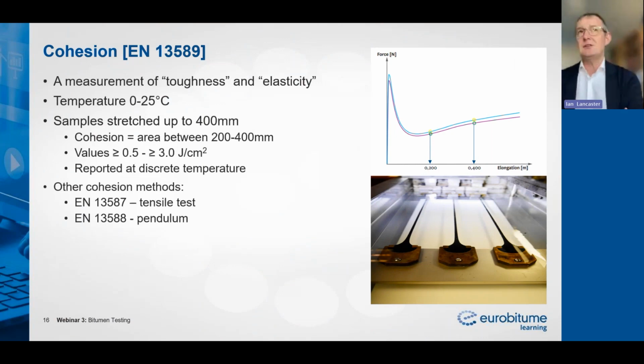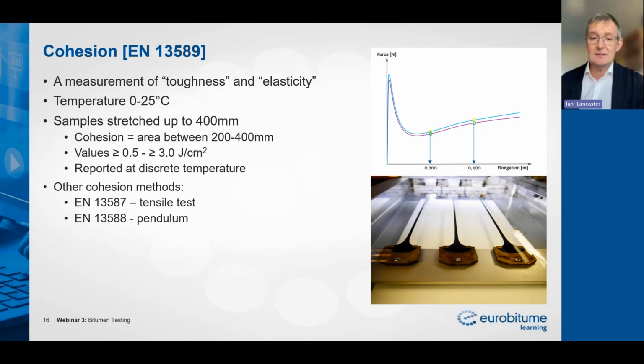So, in addition to things like penetration and softening point, in our PMB specs, we're required to measure cohesion. And that's a measure of the elasticity or toughness of the binder. Now, there are 3 different methods for assessing cohesion of a binder. In the graph and the image on this slide, I'm showing you the force ductility test, EN 13589, because that's the one that is most commonly used to assess the performance of a PMB.